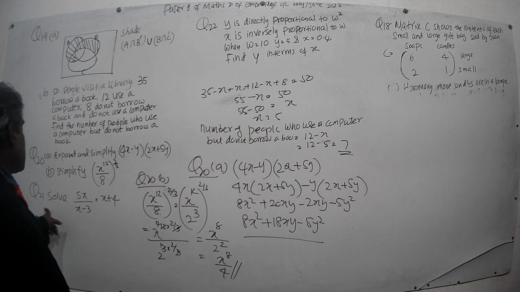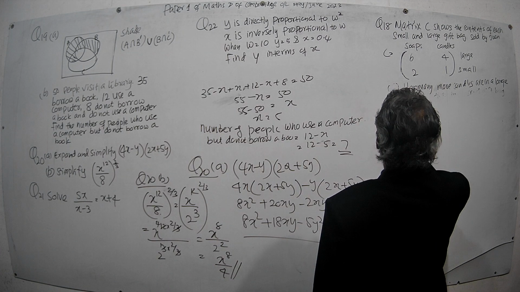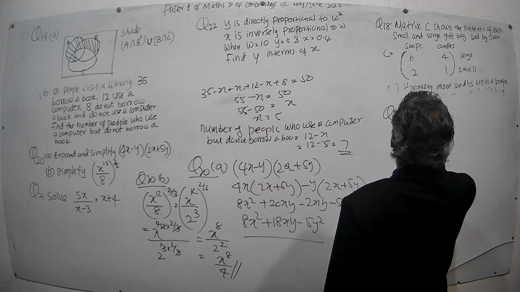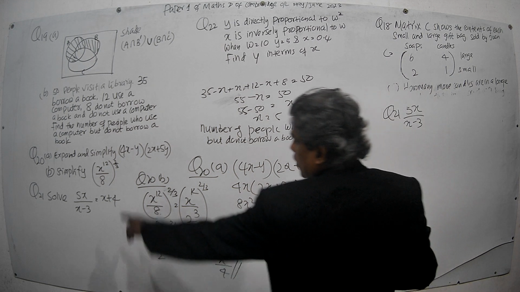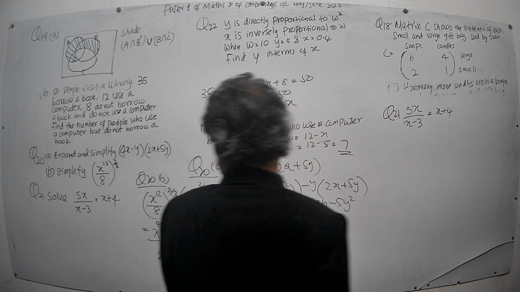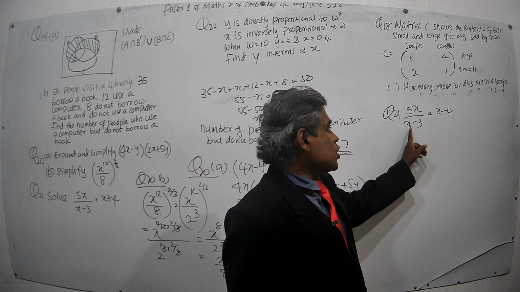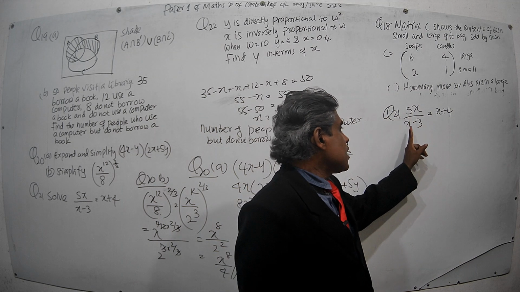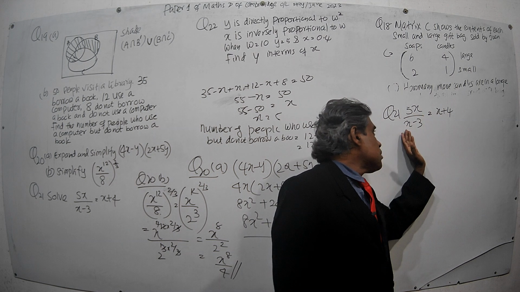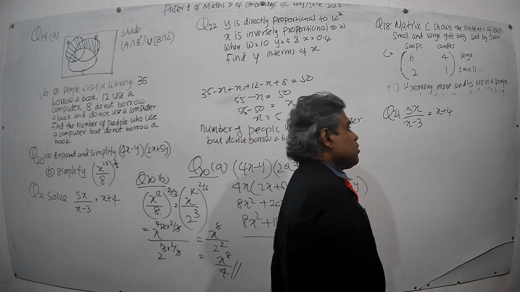Now we write this question 21. Solve. Q21. They ask you to solve 5x over x minus 3 equals x plus 4. Right? Then here, there's a fraction. This side, this is 5x divided by x minus 3. Then remove first of all the denominator, the division by x minus 3, to that side. Then it will be multiplication by x minus 3.